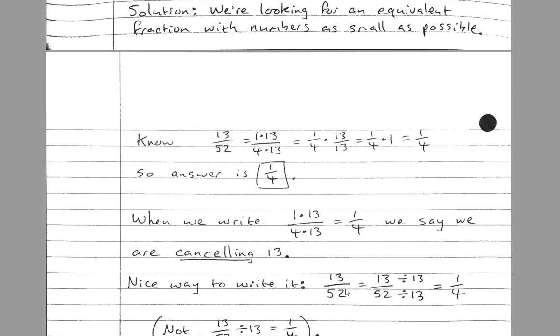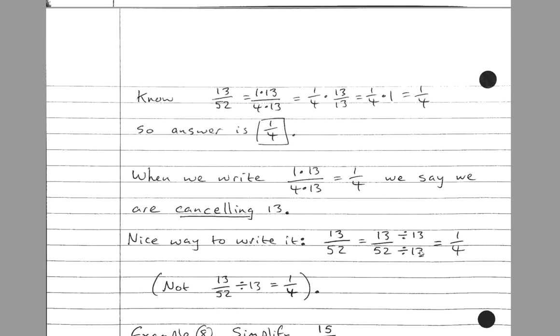If you see a common factor in the top and the bottom, divide by that common factor. So 13 divided by 13 is 1. 52 divided by 13 is 4. Yeah, so this is the best way to write it. Yeah, don't write this. Yeah, this is different. This is not true.